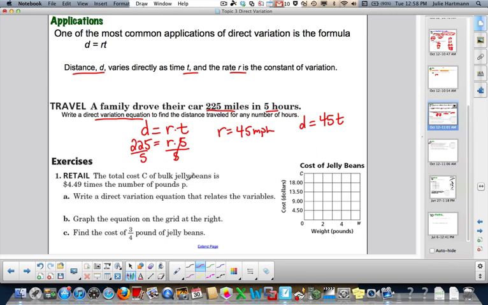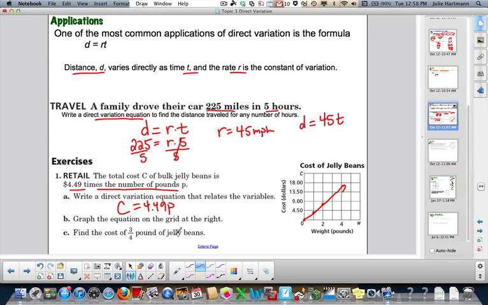Okay. Next one, the total cost C of bulk jelly beans is $4.49 times the number of pounds P. Write a direct variation equation that relates the variables. So the cost is $4.49 times the number of pounds P. So $4.49 times P. Graph the equation. So we start at 0, 0. You have $4.49 is 1 pound. 2 pounds would be $9.98. I'm sorry, $8.98. And so on. And you just graph that.